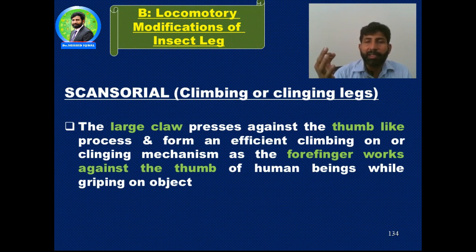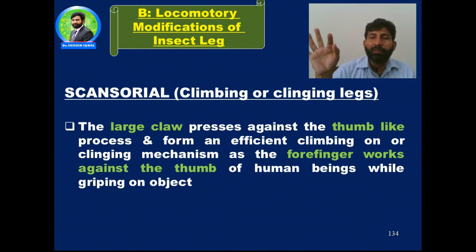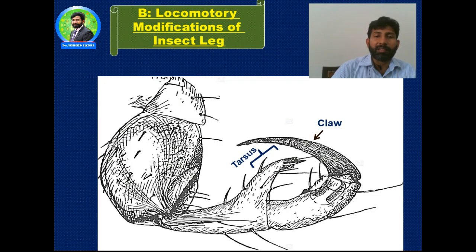This is a clinging and climbing structure. When this is the forefinger and this is the thumb, they form the gripping structure. This can grip the host hairs. Look here, this is the tarsus and this is the claw. They can grasp and hold the structures of the host. For example, if this is located in the ears, it can grasp the ears.